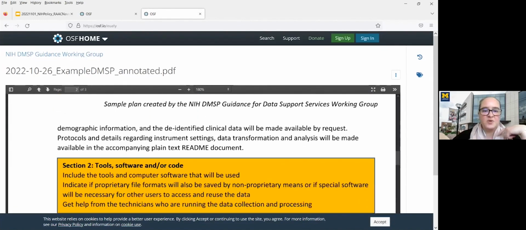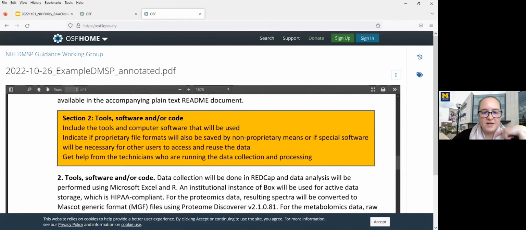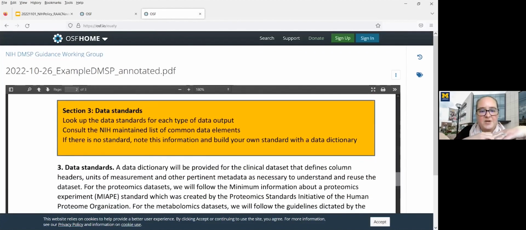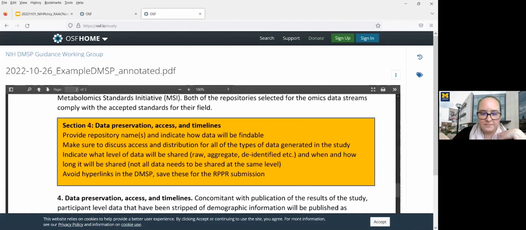Next is the tools, software, and/or code. This section provides details about what types of software were used for collection and analysis, including version numbers. And then after that is a section about standards. Information here includes any standards used when collecting the data, if any common data elements were used, and then they note if a data dictionary will be provided.